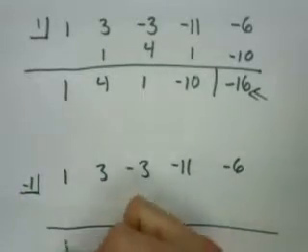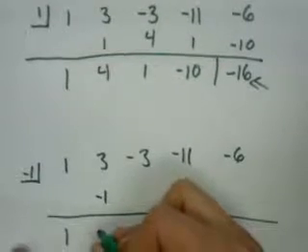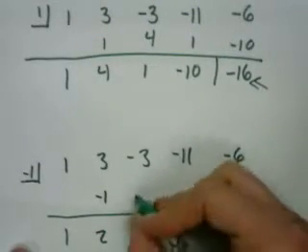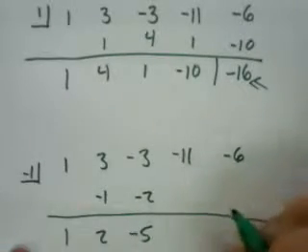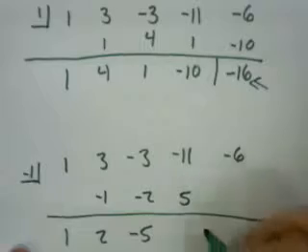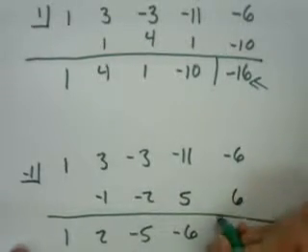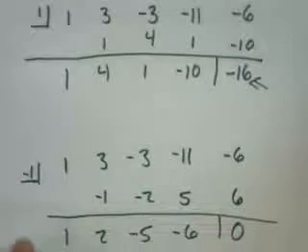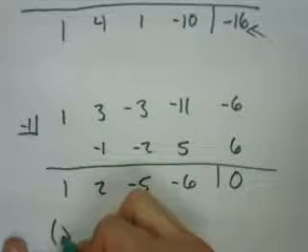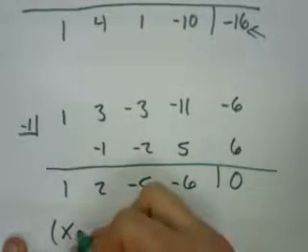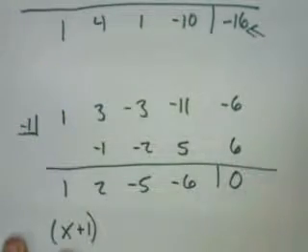Okay, so drop down the 1. Negative 1 times 1 is negative 1. 3 plus negative 1 is 2. Negative 1 times 2 is negative 2. Negative 3 plus negative 2 is negative 5. Negative 1 times negative 5 is positive 5. Negative 11 plus positive 5 is negative 6. Negative 1 times negative 6 is positive 6. And this is 0. So now what we actually have is x minus the root, so that's going to be x plus 1. Remember that the sign is flipped going in synthetic division.